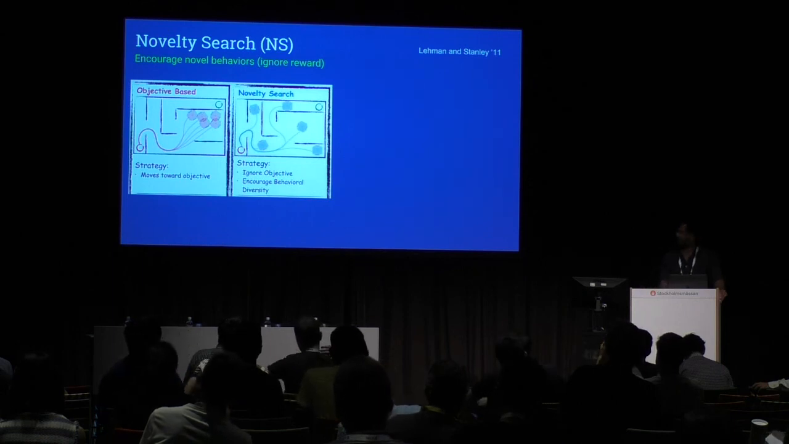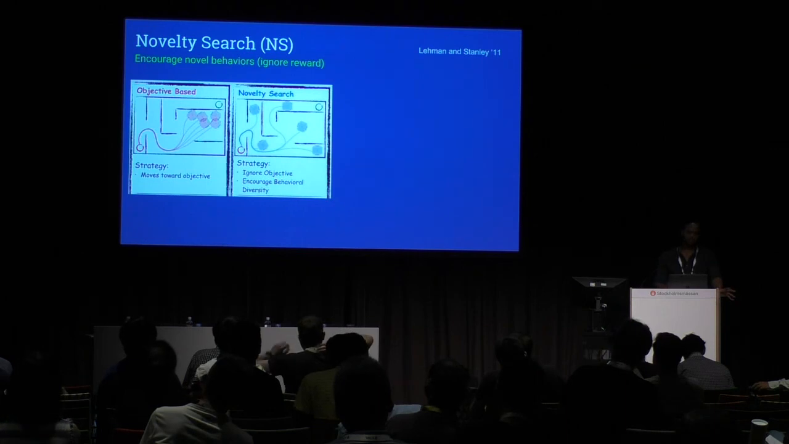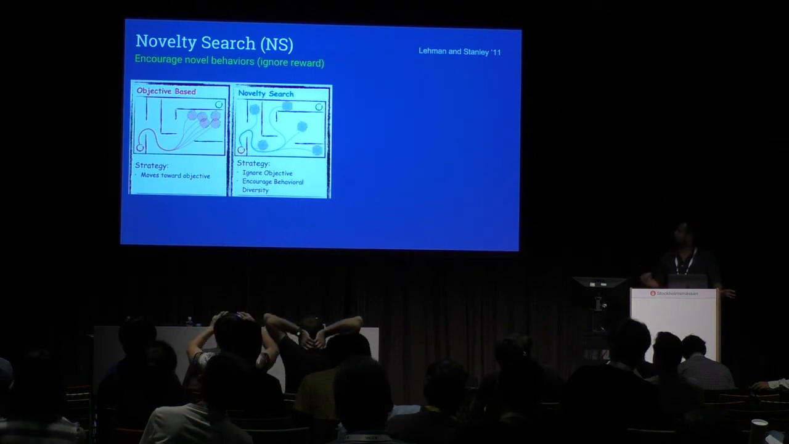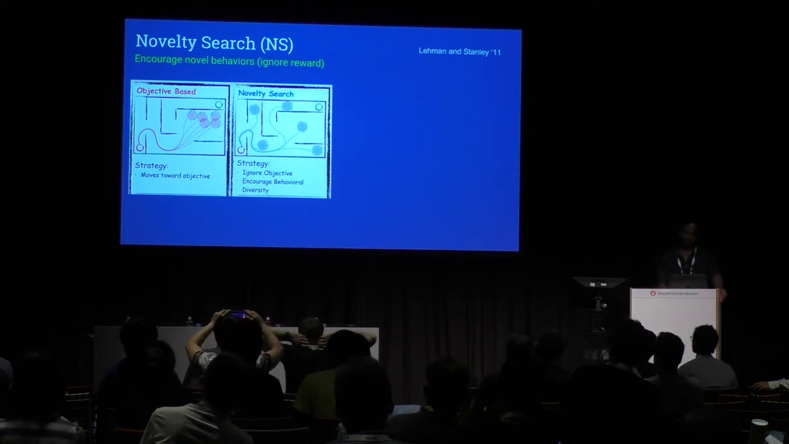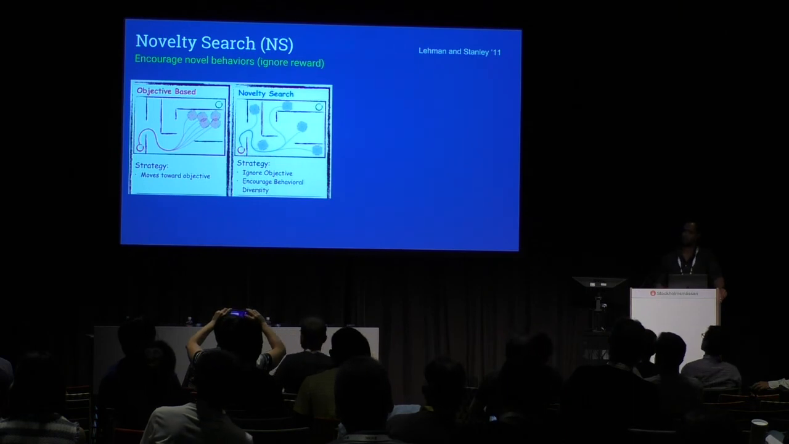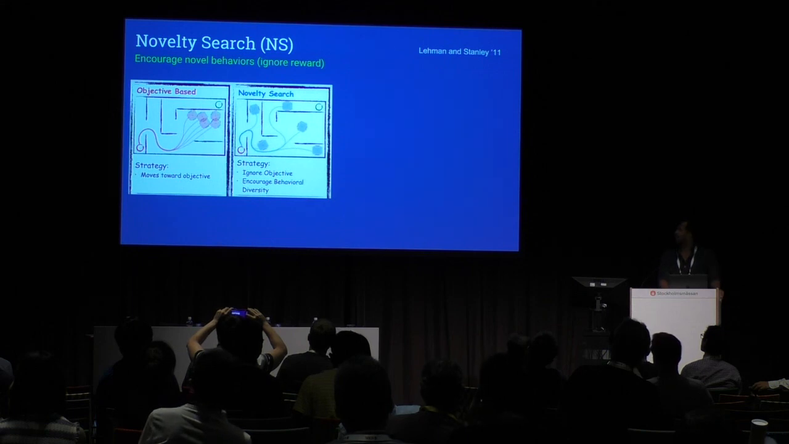And so we can see in this maze where the objective-based agent is trying to reach the top right, it fails to do so by achieving a local optima. Novelty search will be encouraged to continually explore different parts of the maze and eventually have a policy that reaches the green dot. So there are three characteristics that define novelty search.